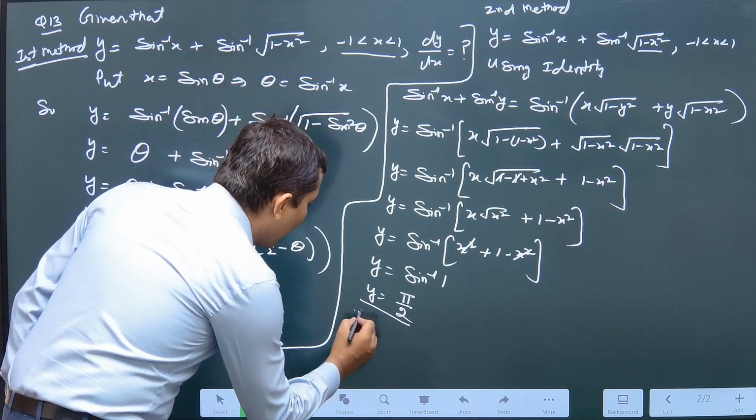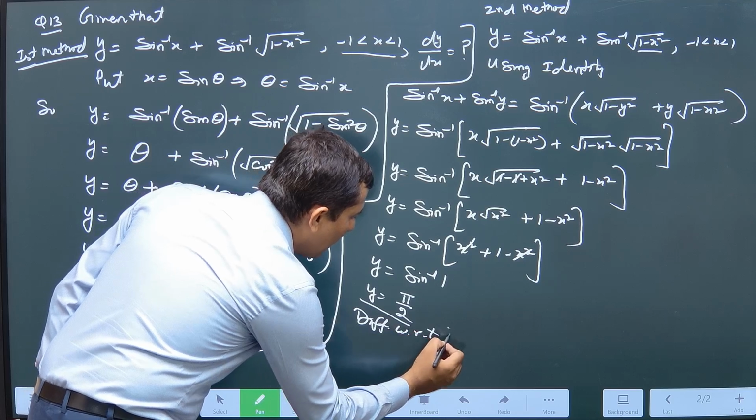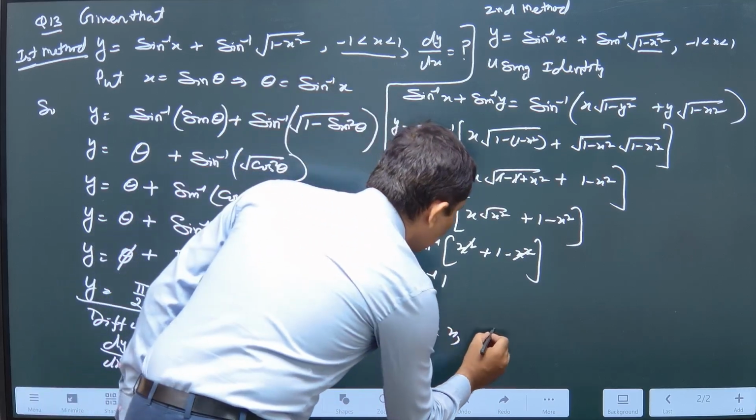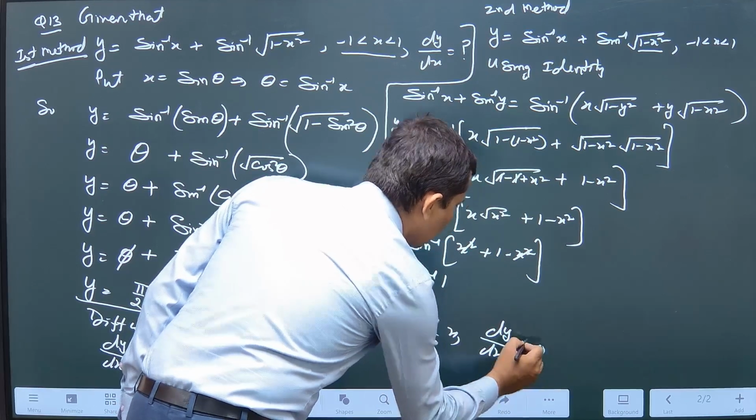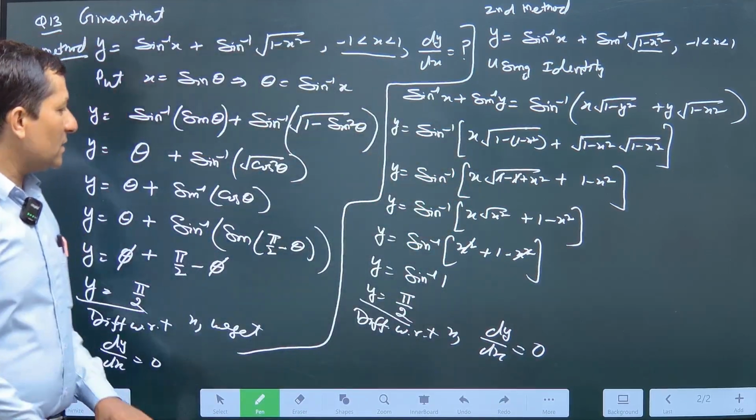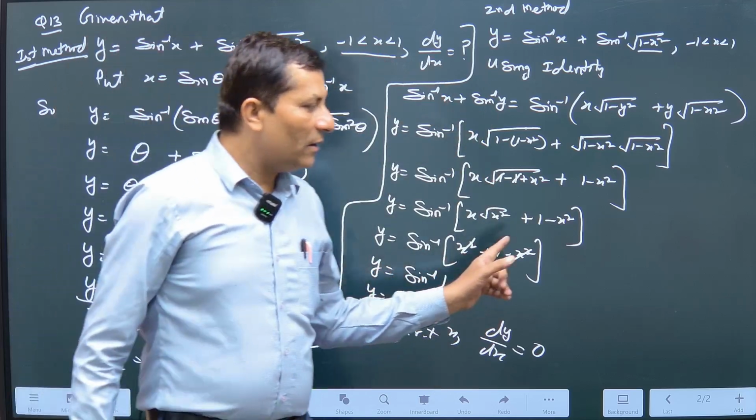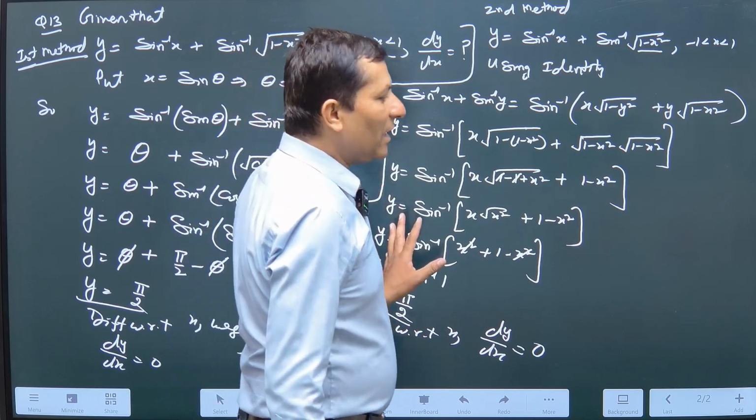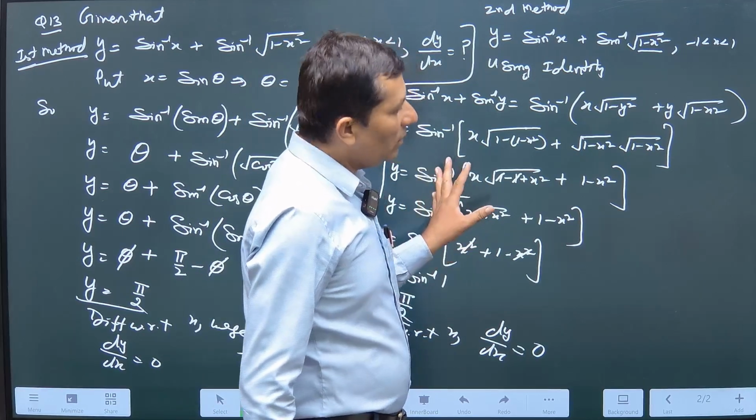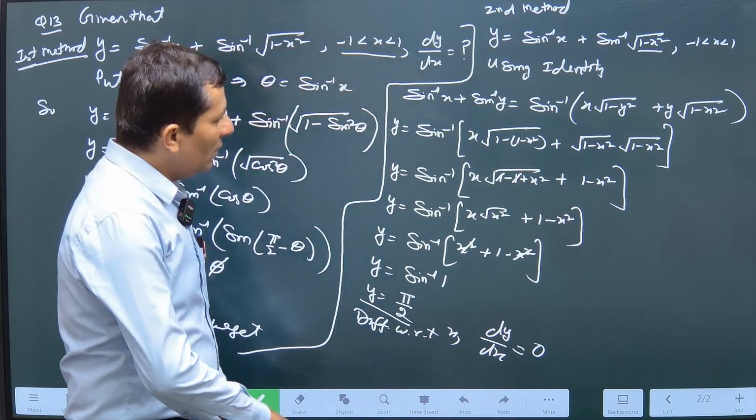Now differentiate with respect to x. So your dy upon dx is equal to 0. In both cases, they hold the same result, but the solving method is different. In whichever method you want to solve, you can solve. Understand? Okay.